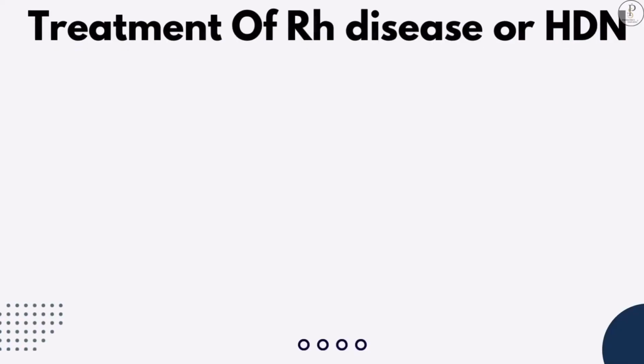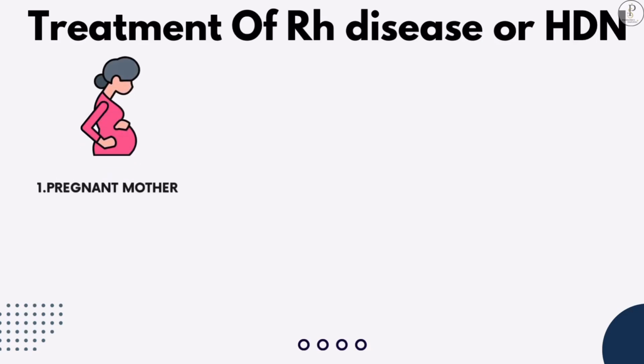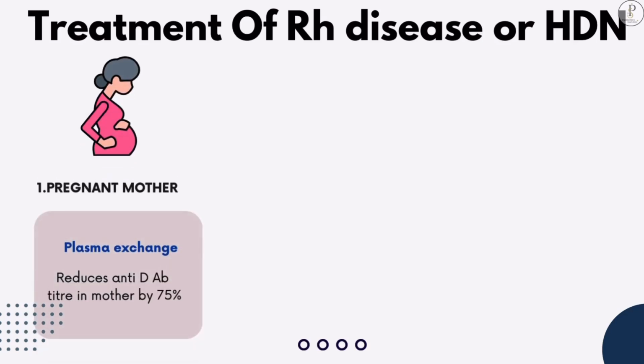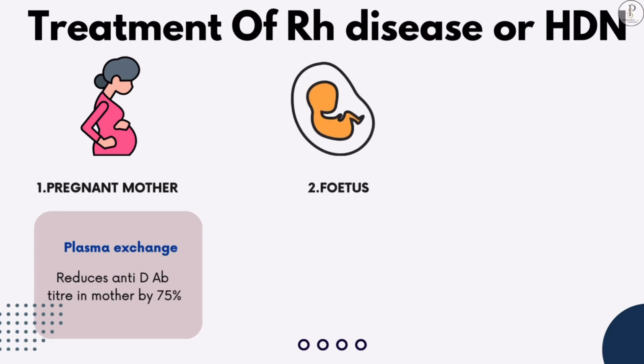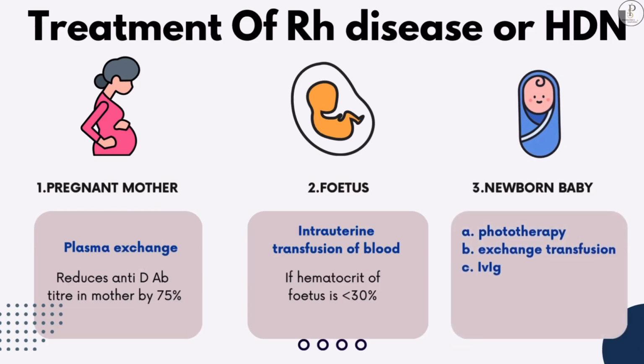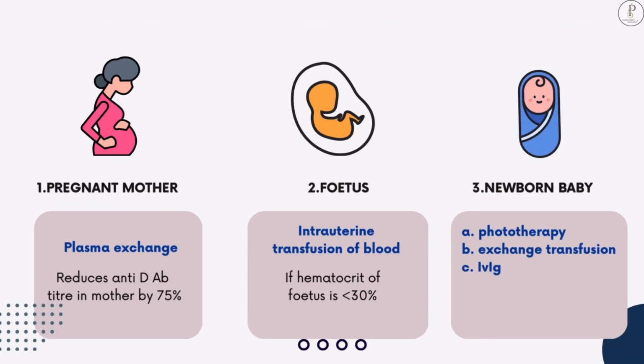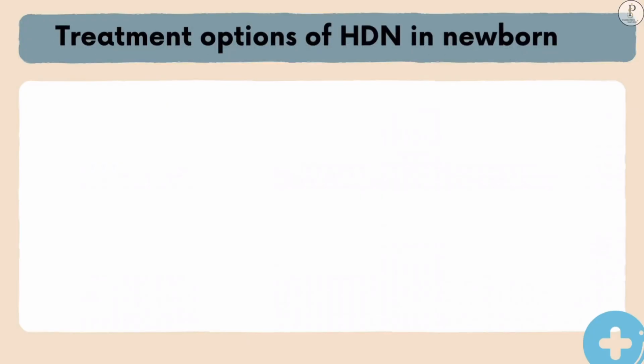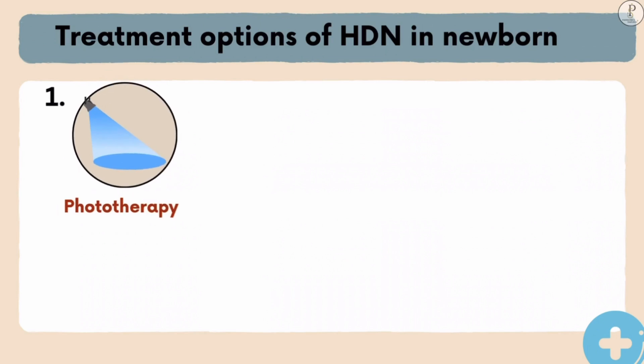Treatment of RH disease or treatment of HDN. Treatment in pregnant mother: plasma exchange reduces antibody titer in mother by 75%. Treatment in fetus: intrauterine transfusion of blood to fetus is done if hematocrit is less than 30%. Treatment in newborn: phototherapy, exchange transfusion, and IVIG are three important treatment options in newborn. Treatment options of HDN in newborn.